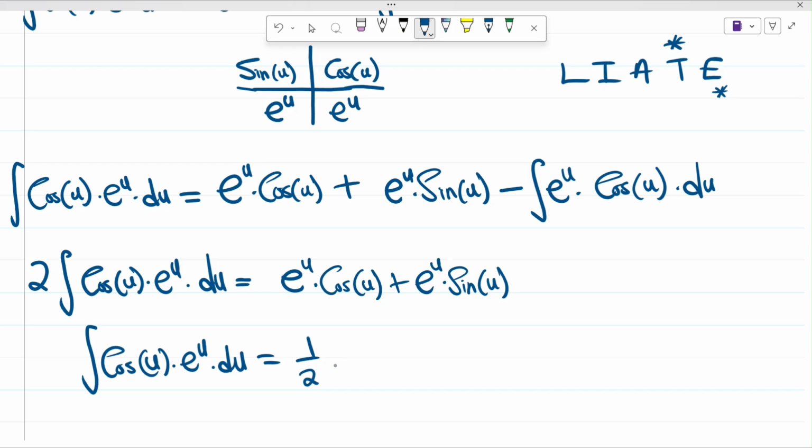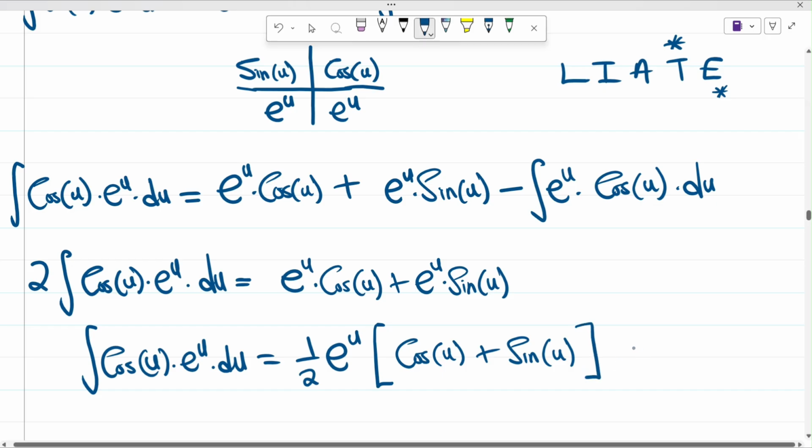We can again take out e to the power u as a common factor here, like so, and then open the bracket. We'll just be left with cos of u plus sine of u, and then I close. I now have my plus c.